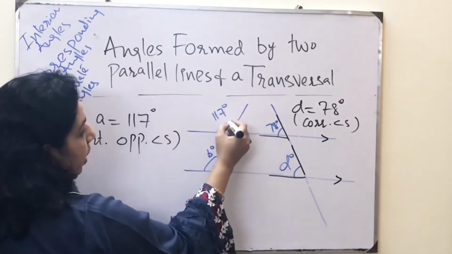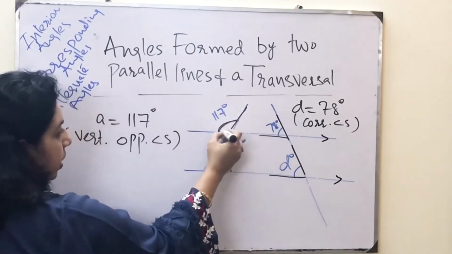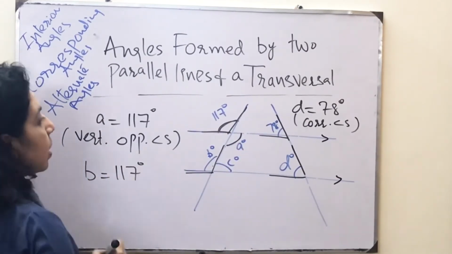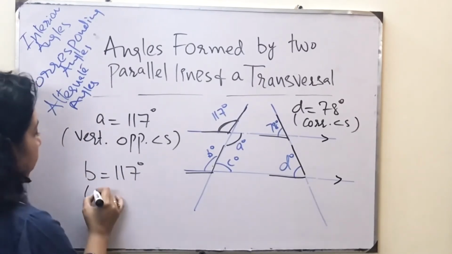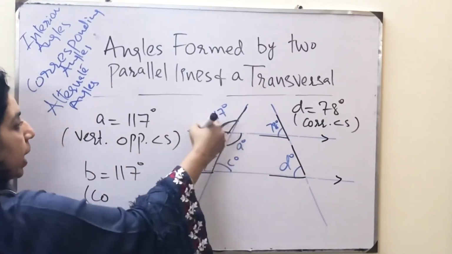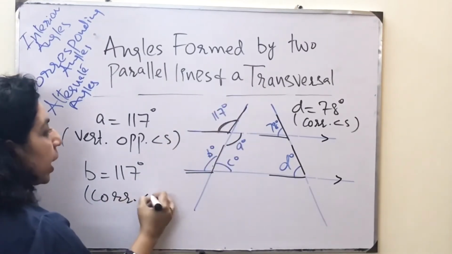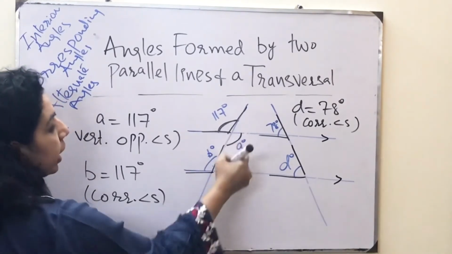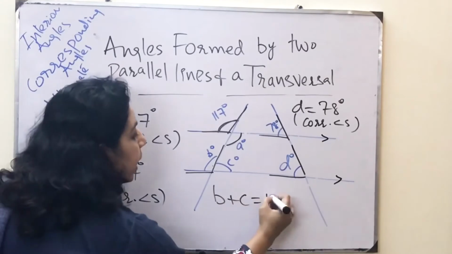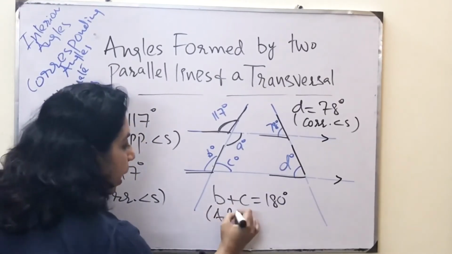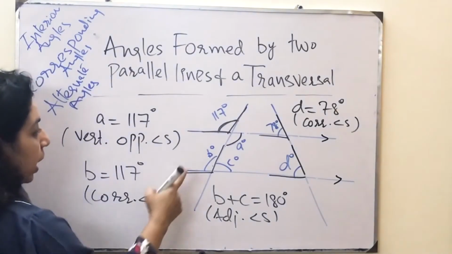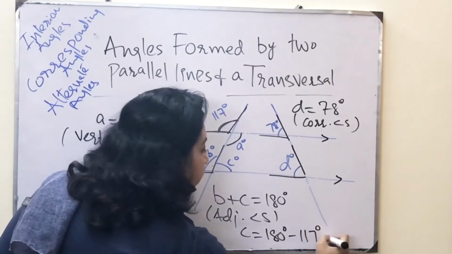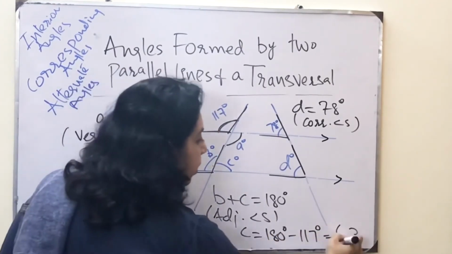If 117 is here, you can see with this transversal we have B equals to 117. So same answer with different logic. B is 117 because B and 117 are on the same side, upper half. They are corresponding angles. And when we have to find C, we can have A plus C equals to 180, interior angles, or we can have B plus C equals to 180, that is adjacent angles. And the sum of adjacent angles is 180. B is already 117, so C will be 180 minus 117, and we shall have 63 degree.